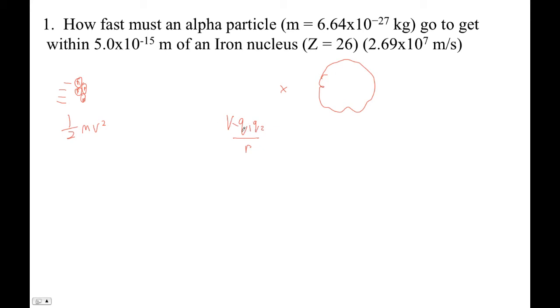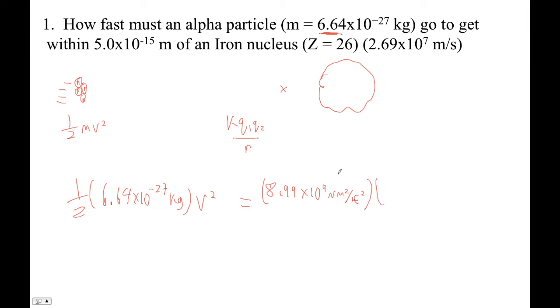Then we're solving for the velocity. So one half the mass of the alpha, and I'll always give you that mass, 6.64 times 10 to the minus 27th kilograms. In this case we don't know the velocity. Then k is 8.99 times 10 to the 9th newton meters squared per coulomb squared.